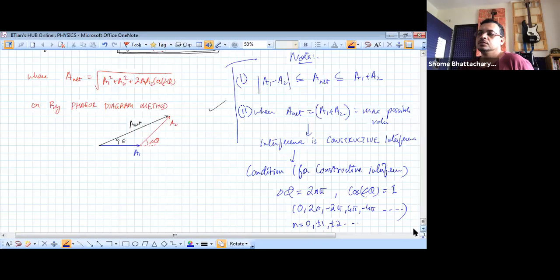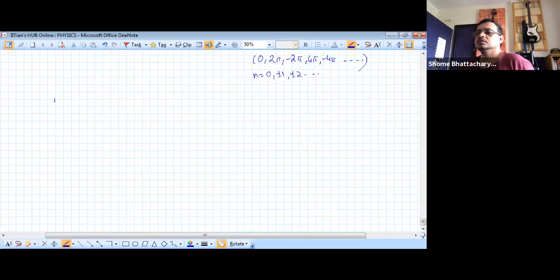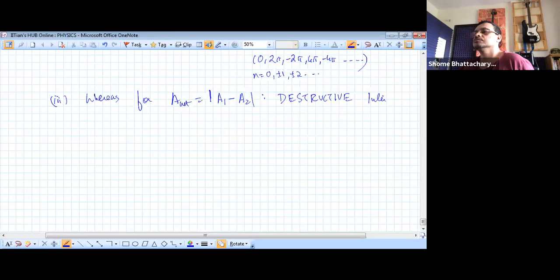Whereas we can also have a situation called destructive interference, where the resultant amplitude is the minimum. For the net amplitude to become the difference of the two superposing waves' amplitudes, it is called destructive interference. The condition for this is that delta phi should be an odd multiple of pi, or cos delta phi should be equal to minus 1. So again here n is an integer, starting from 0.